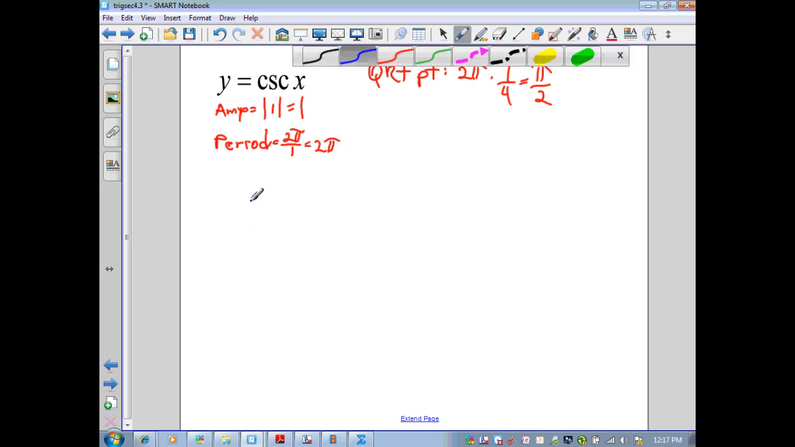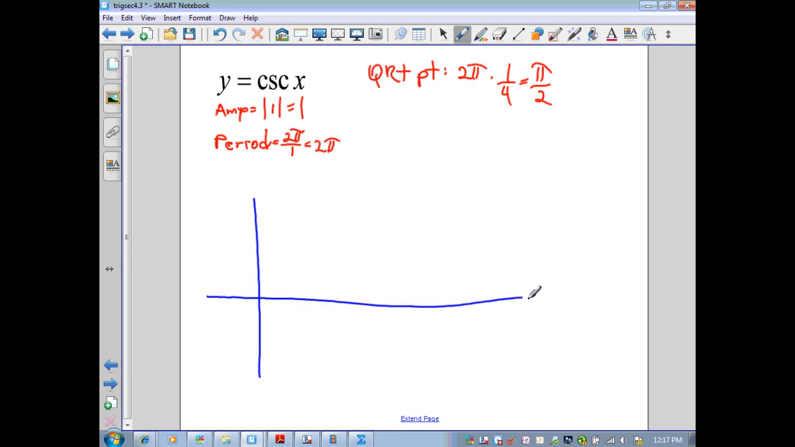So let's start off with my y-axis, my x-axis. My amplitude is 1, and I'm going to count by pi over 2. So pi over 2, 2 pi over 2, or pi, 3 pi over 2, and finally 4 pi over 2, or 2 pi.